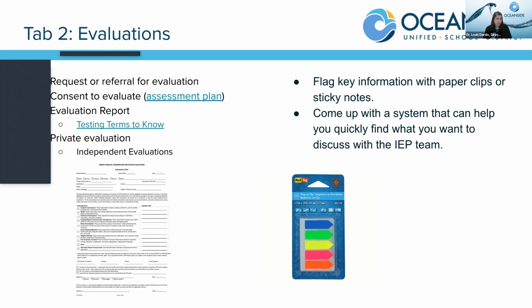Or the school has reached out and said, we have held a student success team, and we're noticing that your child is still struggling with reading, and we'd like to do testing to really understand what's going on. That then leads us to our consent to evaluate, which is our assessment plan. So that's our assessment plan here.